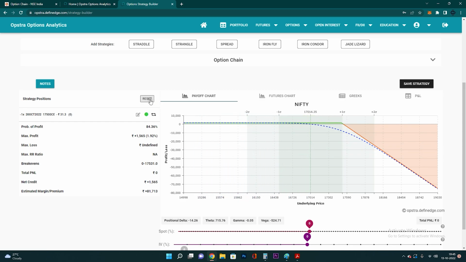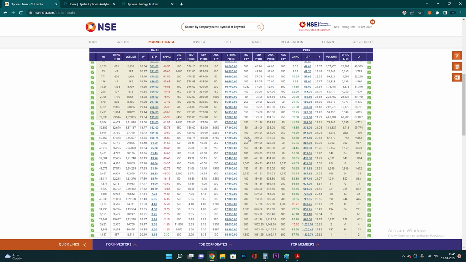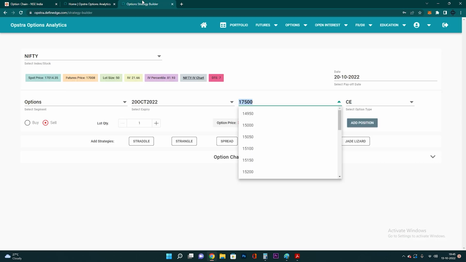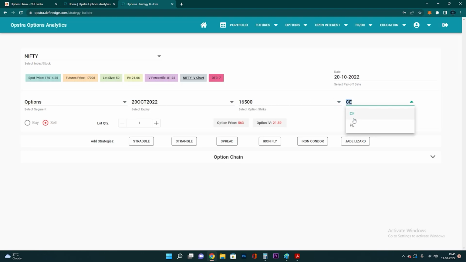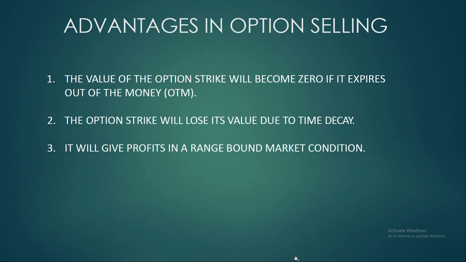Similarly, in the case of put options, you have to go out of the money. See, 16,500 I choose, at 44 rupees. I sell the 16,500 put option for 44 rupees. See the payoff chart. If the market goes up, you will get profits. It is the opposite. This is options selling.